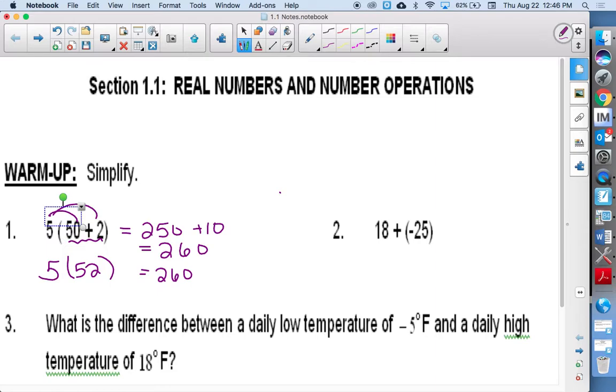The second one, 18 plus negative 25 is the same thing as saying 18 minus 25. Just depends on how you're looking at it. So what is 18 plus negative 25? Brooke? Negative 7. Negative 7.